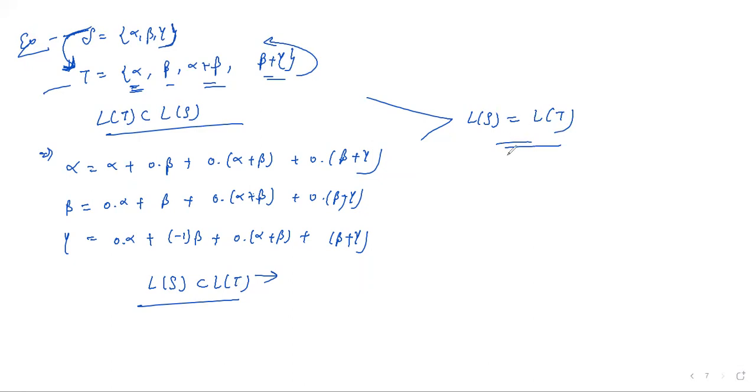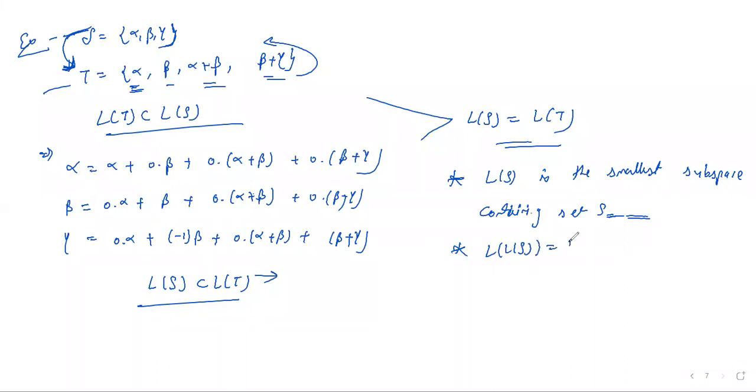Okay. There is one point to note here: L of S is the smallest subspace containing the set S, and it is actually the intersection of all subspaces of V that contain the set S. That's why it is called the smallest subspace that contains the set S. And the second point is that the linear span of S is equal to L of S. Okay, you got it.